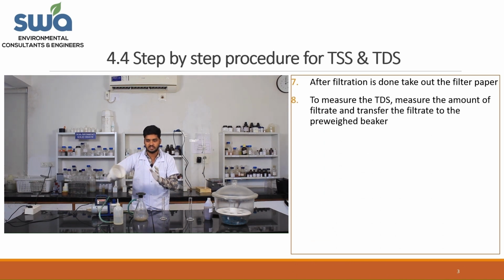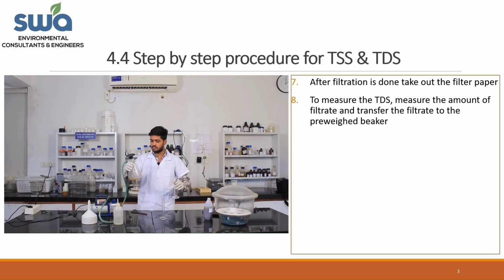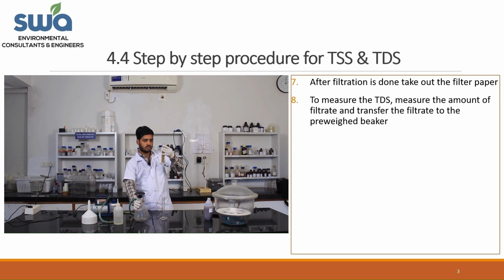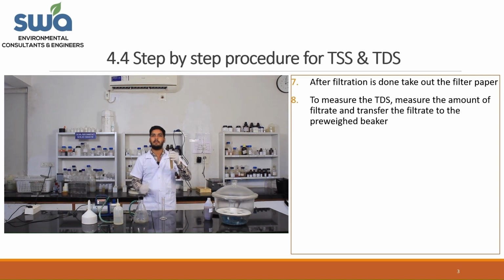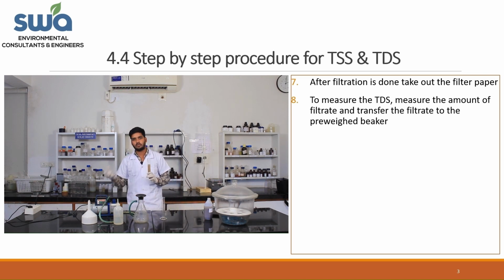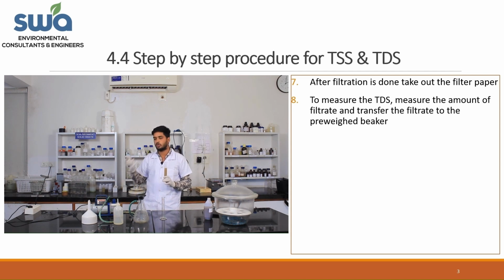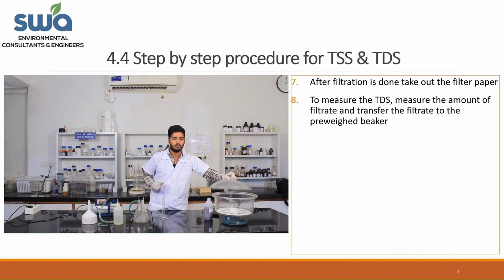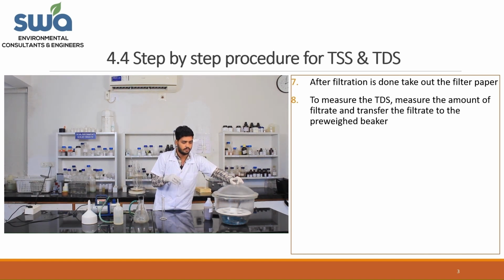And for the TDS measurement of the same sample, here we have the filtrate. We will measure this amount of sample. So here we can see approximately 47 ml of sample is collected. We added 50 ml and collected 47 ml of filtrate. The reduction is because we have some amount of TSS, and some amount of water may also be soaked by the filter paper. So this filtrate we will put in a pre-weighed beaker for measuring the TDS.